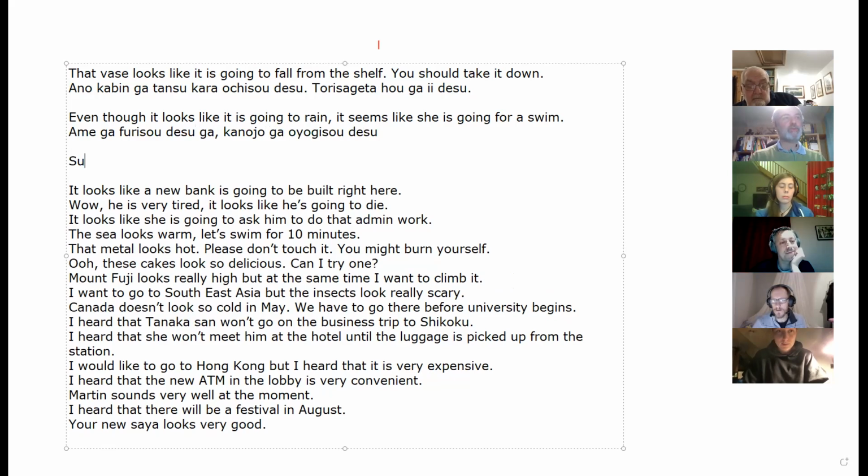Like for example, sushi o tabe ni ikimasu. I'm going to eat sushi. So here we could use 彼女が泳ぎに行きます。 She looks like she's going. 行きそうです。 行きそうです。 Yeah, excellent. Good. Perfect.